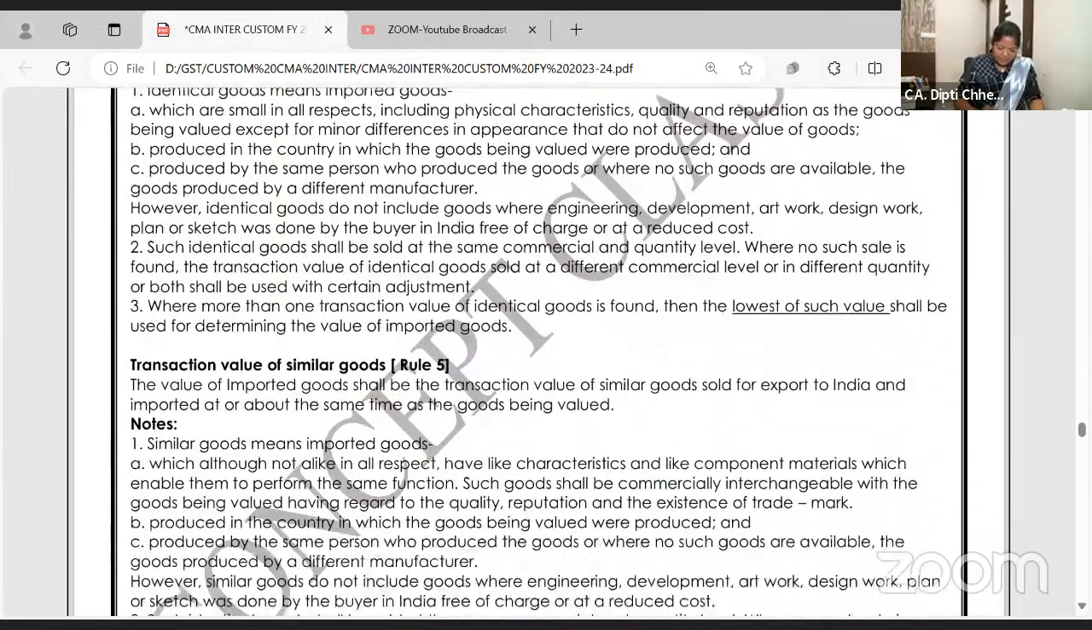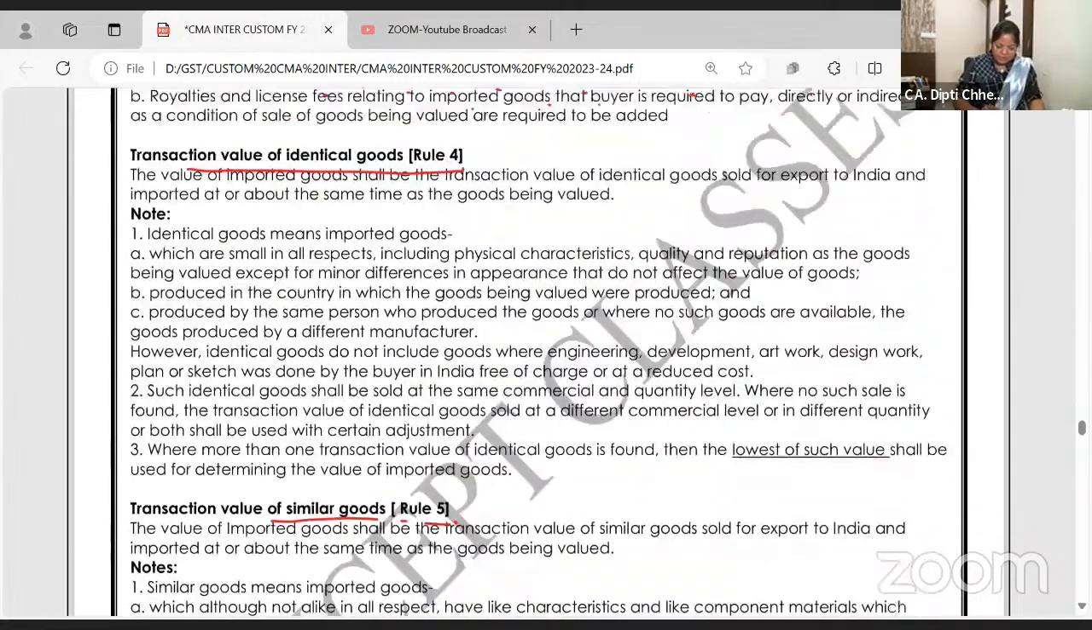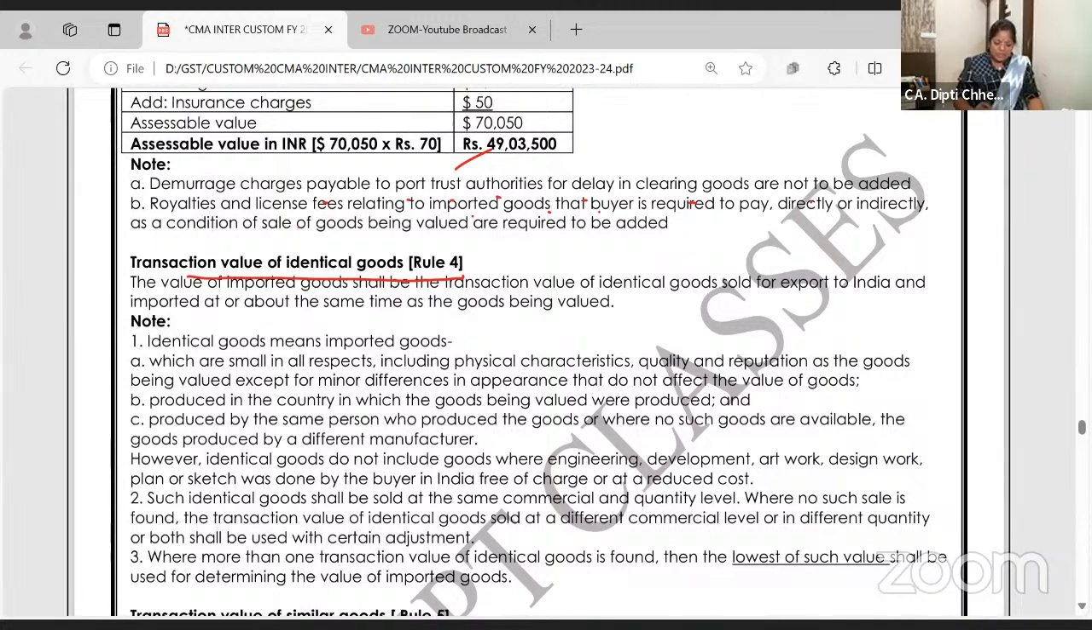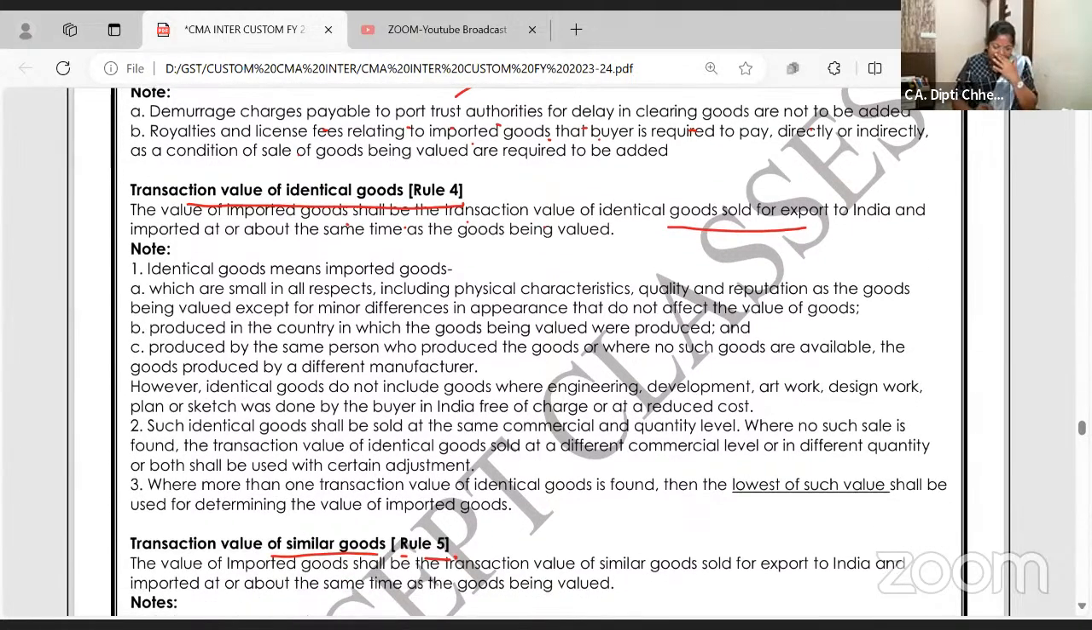Identical goods and similar goods. So the value of the imported goods shall be that of the identical goods. Theory question. If there is none, then you can take identical goods.